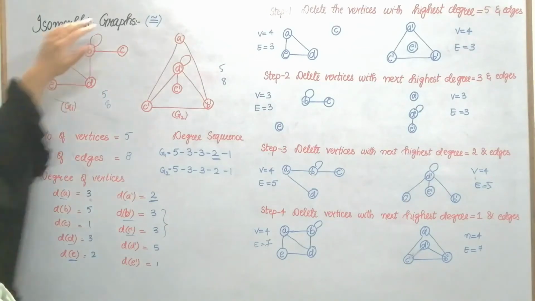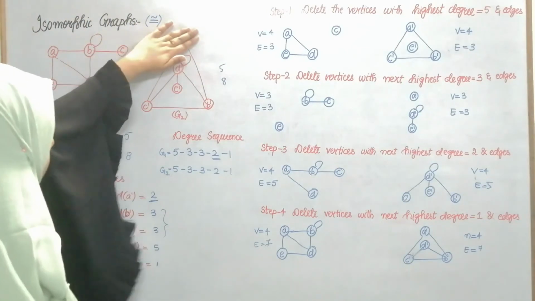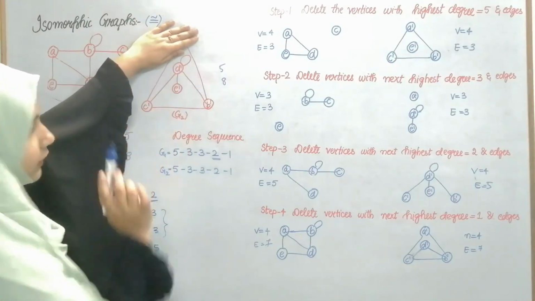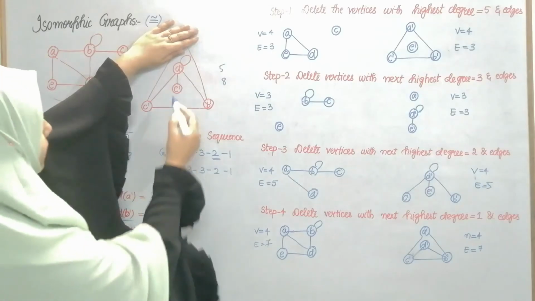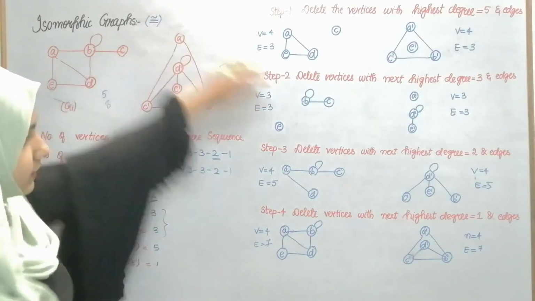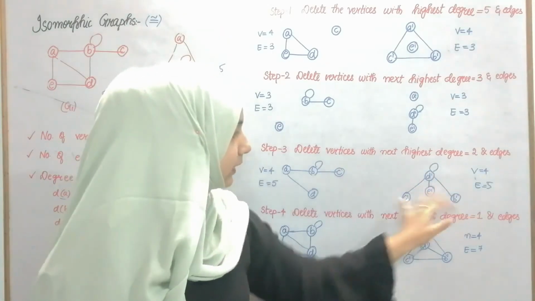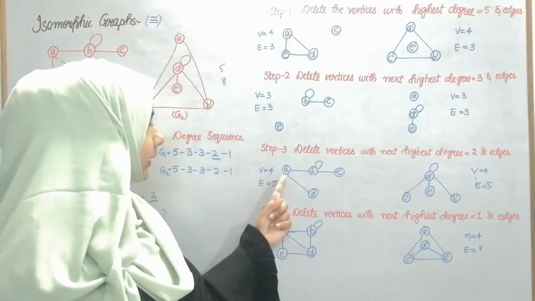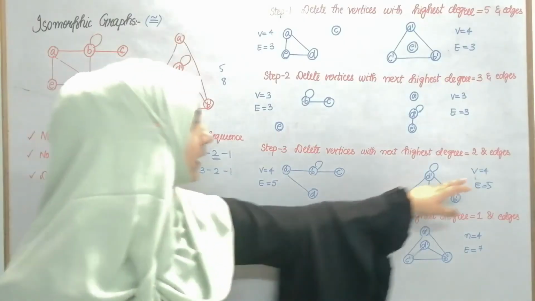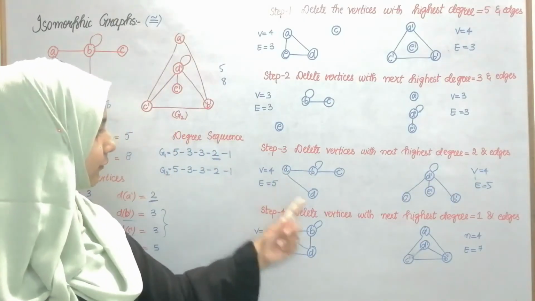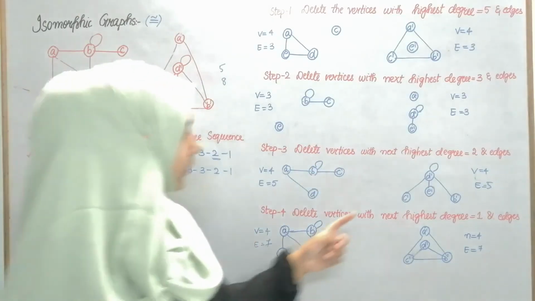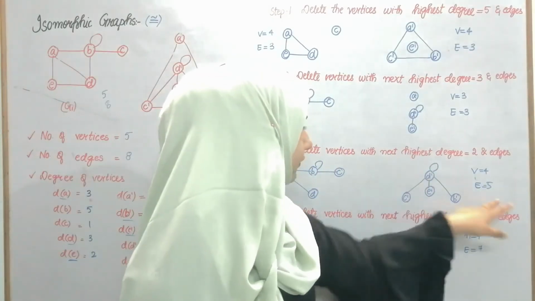Clear? Here, what will be deleted? A dash will be deleted, and D, C, B, E will be as it is, and the edges that are connected to these will be as it is. Clear? Now, notice here the vertices are 1, 2, 3, 4. Same, 4 vertices. Edges are 1, 2, 3, 4 and 5. B is counted twice. Here same, 1, 2, 3, 4 and 5. Clear?